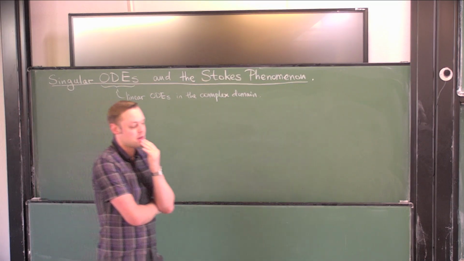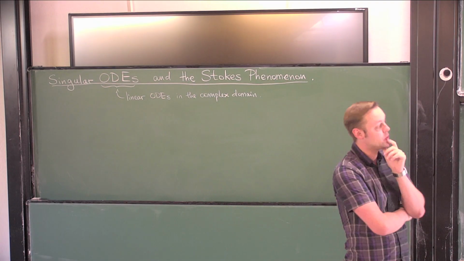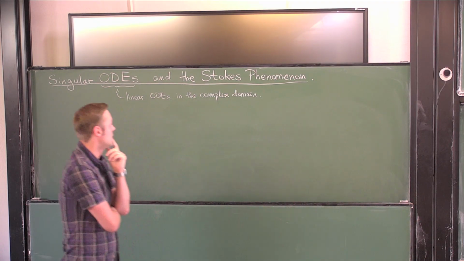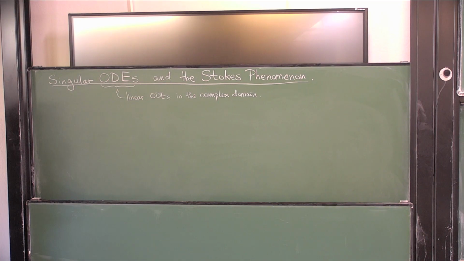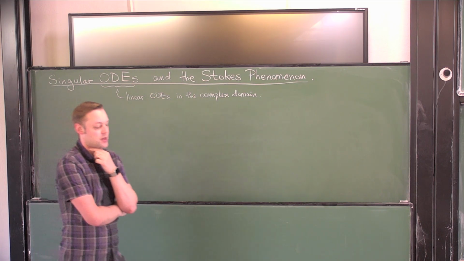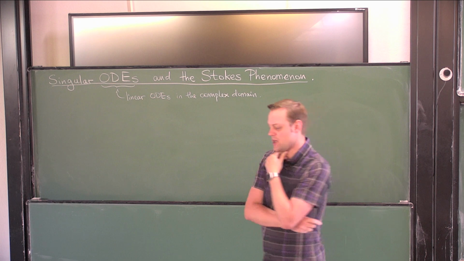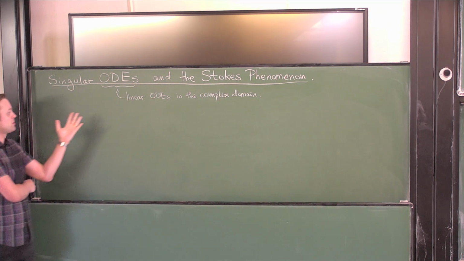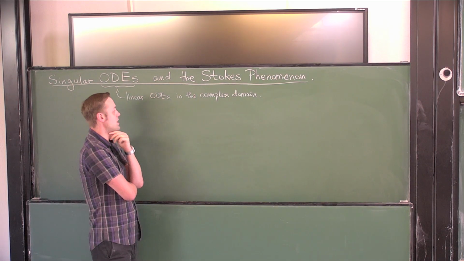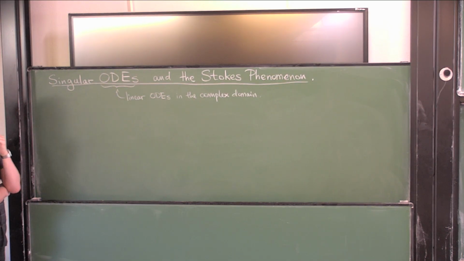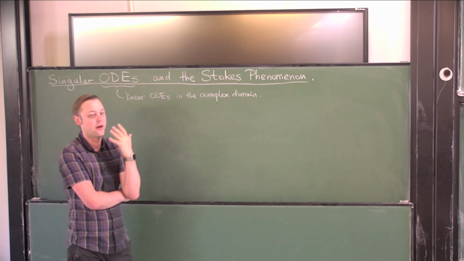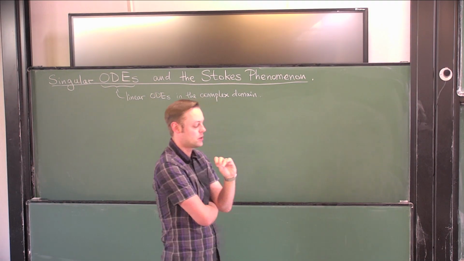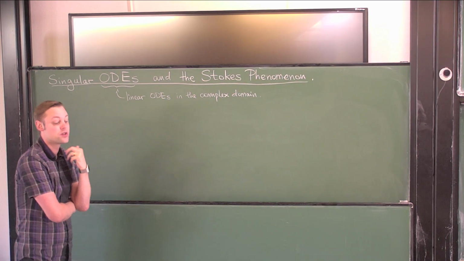So we're approaching the end of this summer school, and this is the final mini course, today and tomorrow morning. It's called Singular ODEs and the Stokes phenomenon. I want to talk about singular ODEs, by which I mean linear ODEs in a complex domain, so it sounds pretty simple. But they have singularities, so I will allow poles in the coefficients of these differential equations. And that leads to interesting phenomena.